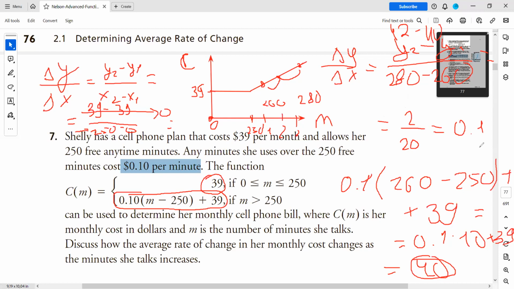And that's what we were looking to prove. Over 250 minutes, her fee per every minute will be 10 cents. So with every minute, the rate of change basically is 10 cents, right? One minute passed, plus 10 cents. So my average rate of change for this part of a piecewise function will be constant, and it will be 10 cents per minute.